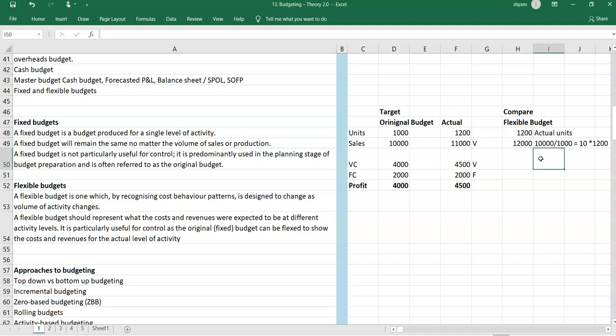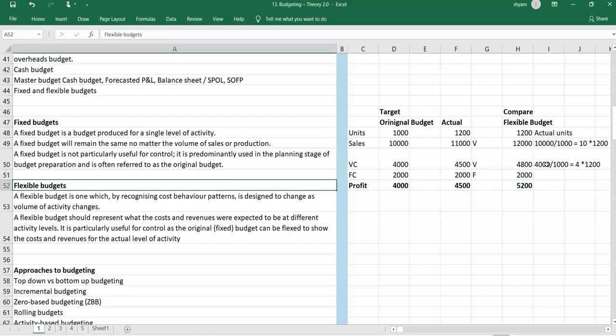The next one is variable. The same logic we can apply. He should have produced at a cost of 4,000. So he should have incurred a cost of 4,800. The 2,000 is fixed, so we don't need to worry about it. So the total profit should have been 12,000 minus 4,800 minus the fixed cost. This should have been the profit for 1,200 units of sales.